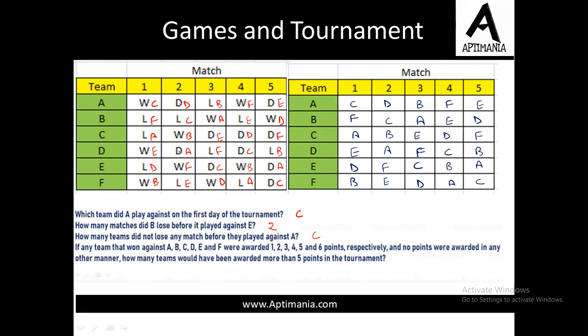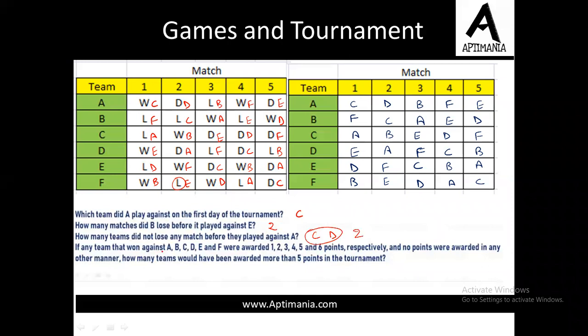Then let us move to D. D played with A on the second day, and before the second day, D had won a match, so we can count D as well. D had not lost any match before the second, right? Now E played with A on day 5, and before day 5 it lost its match on day 1, so we need not count E. And last, F played with A on day 4 and it lost the match on the second day, so we will not count F either. So we have two teams, C and D. So the correct answer to this question is 2 again.